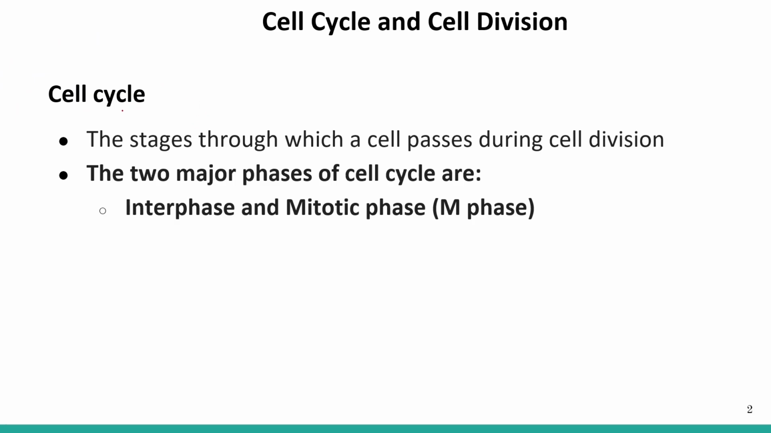Let's start with the first topic, which is the cell cycle. So what is the cell cycle? The stages through which a cell passes during the cell division is known as the cell cycle. Now the cell cycle is further divided into interphase and the M phase. The M phase is also known as the mitotic phase.